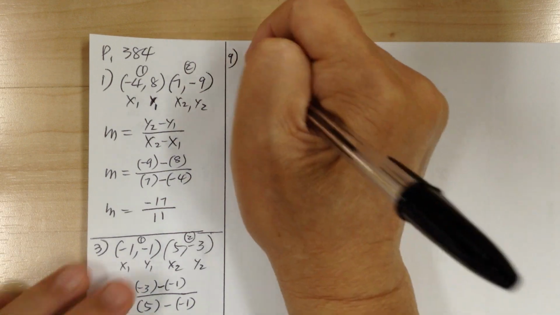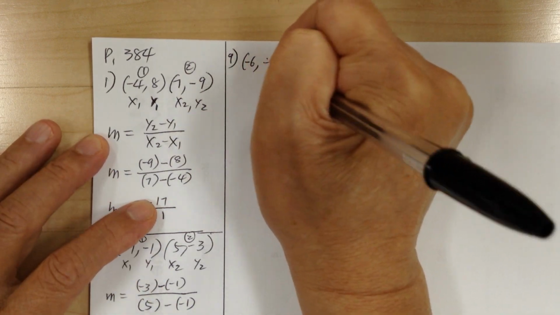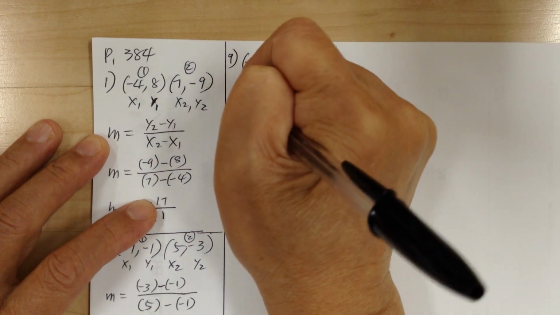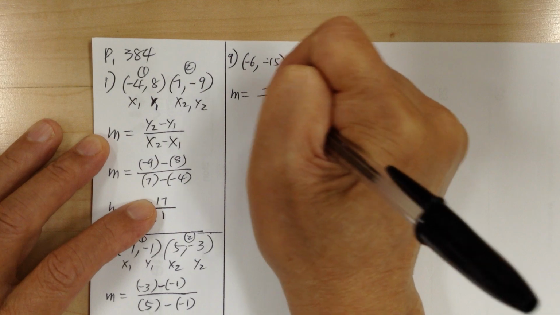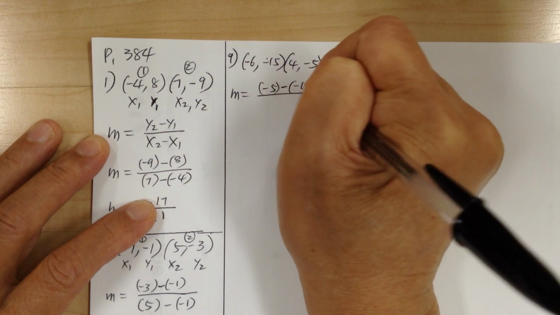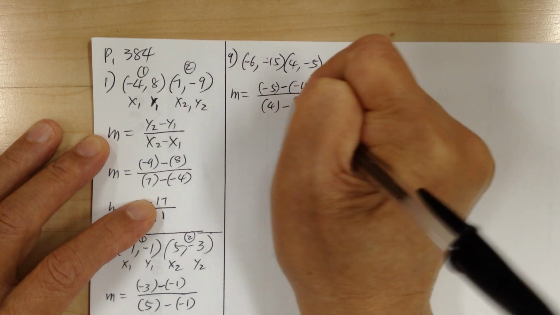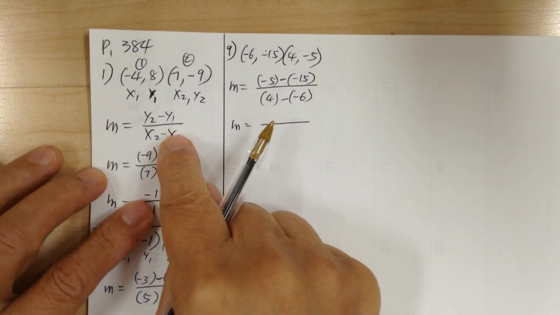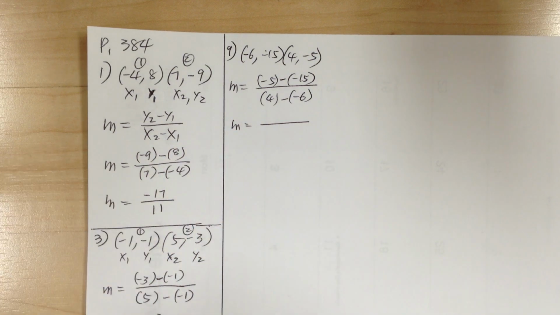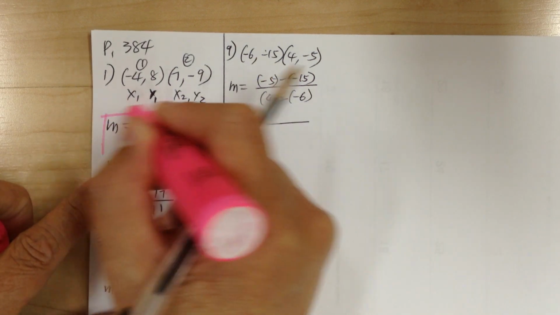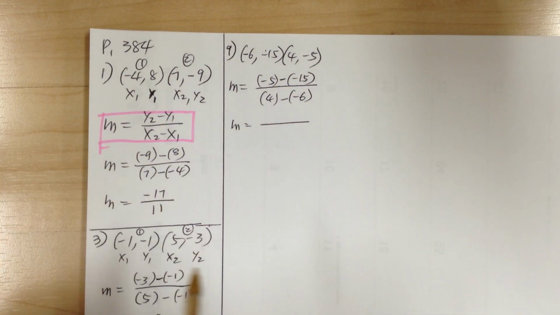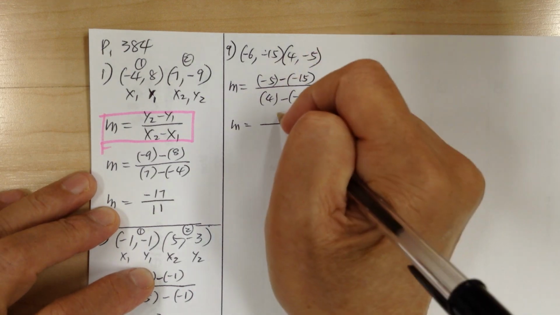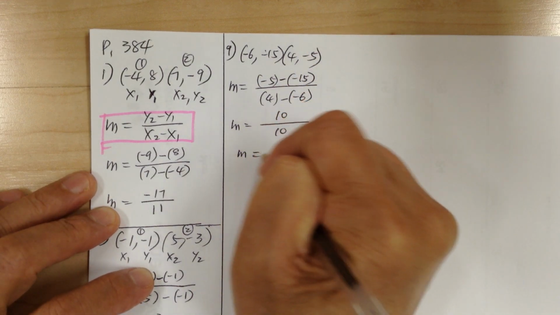Number 9. (-6, -15) and (4, -5). So slope equals y2 minus y1 over x2 minus x1. You can use this formula. This is a super important formula, so you must know this. That's the slope formula that you must know. So you're going to get 10 over 10, so slope equals 1.